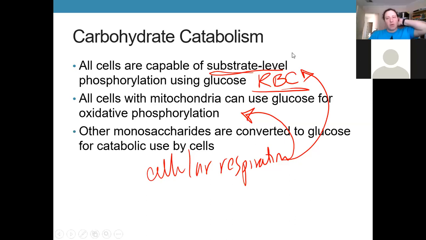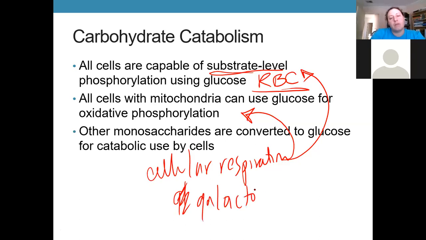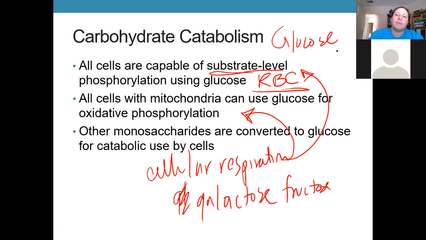And glucose is really the only carbohydrate that we use, because the other monosaccharides in our diet, which you don't really need to know, lactose and fructose, they actually get converted into glucose usually before being used for phosphorylation. So when we talk about carbohydrate catabolism, or breaking it down for ATP, what we're really talking about is glucose catabolism.